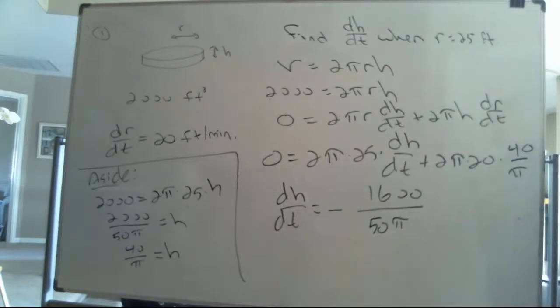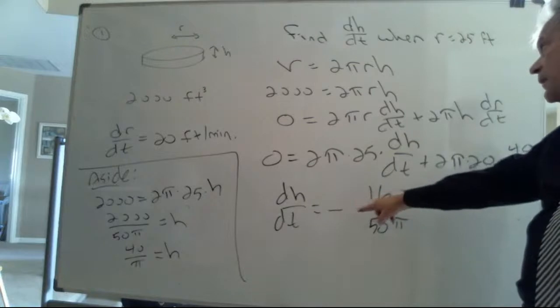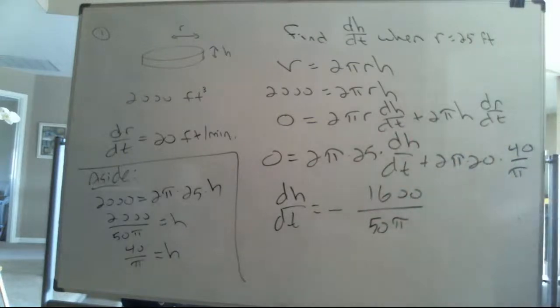Notice how technically speaking, this is a negative value, which actually makes a lot of sense because as time goes by, if r is increasing, h has got to be decreasing. Now, at this point in time, do you mind if you just very quickly stall and just double check all my arithmetic? Looks good. Okay, I can live with it.